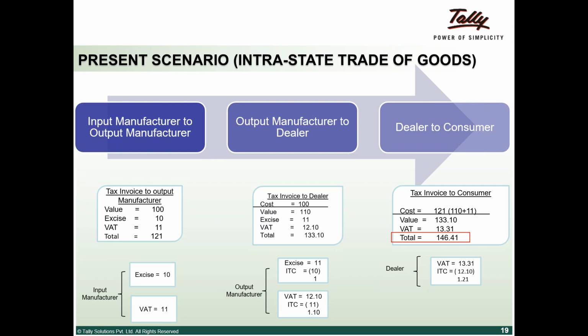duty, and pays it. He has a credit of 10 in the present regime also. Excise duty is also Cenvatable if it is a manufacturing activity. Beyond manufacturing activities, it will not be Cenvatable. It will have a cascading effect. So basically, on excise duty he has ITC of 10, so the net tax payable by the output manufacturer is 1.